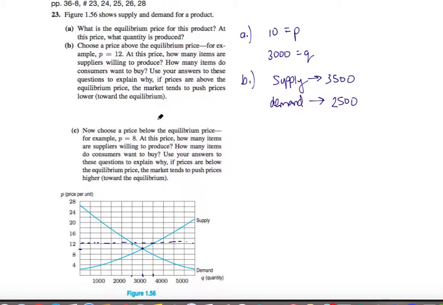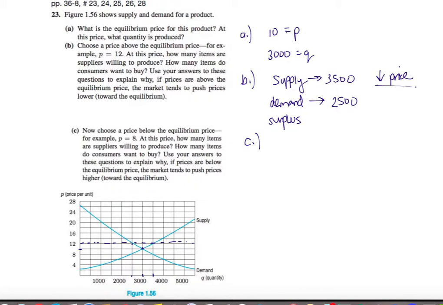So using these answers, we're going to explain why, if prices are above the equilibrium, they tend to go lower. Well, there's a lot of items compared to how many people actually want to buy. So this is what we would call a shortage, right? Sorry, not a shortage. I guess we should say surplus, where we have more items than people want to buy. So the suppliers don't want to make a lot of extra that they're not going to sell. So therefore, they'll start selling lower. They're going to decrease the price. The people who are buying would happily buy at a lower price, so the demand will go up when the price decreases.